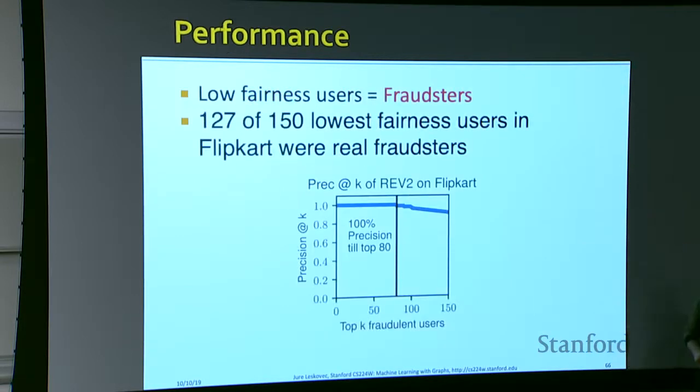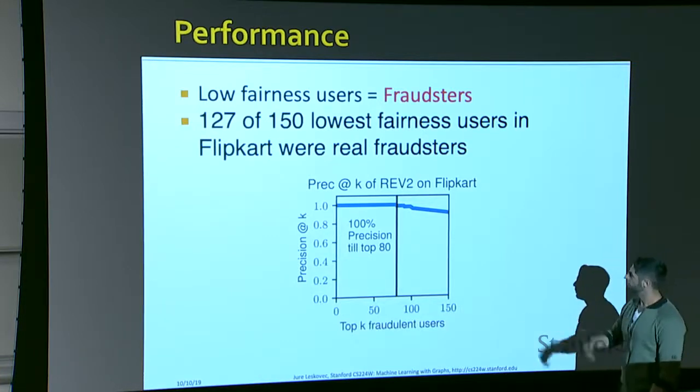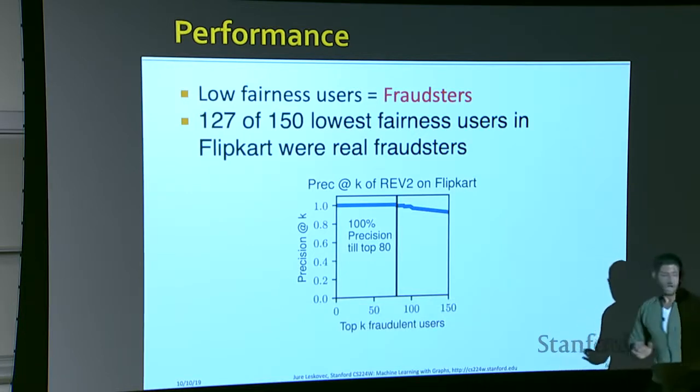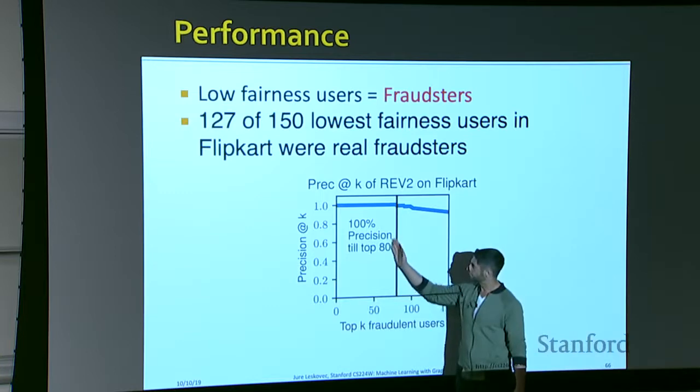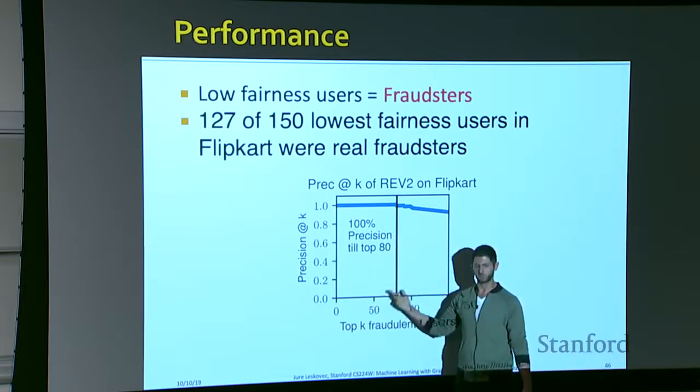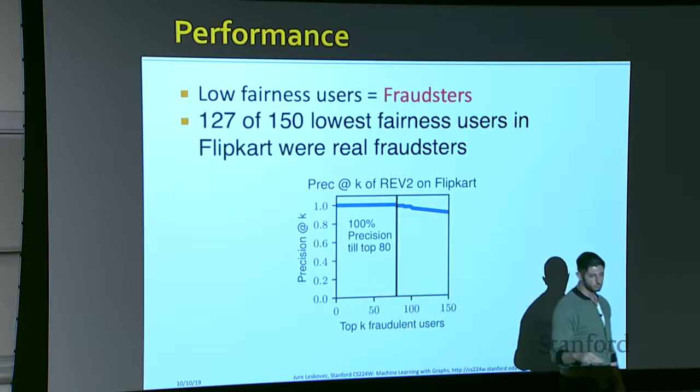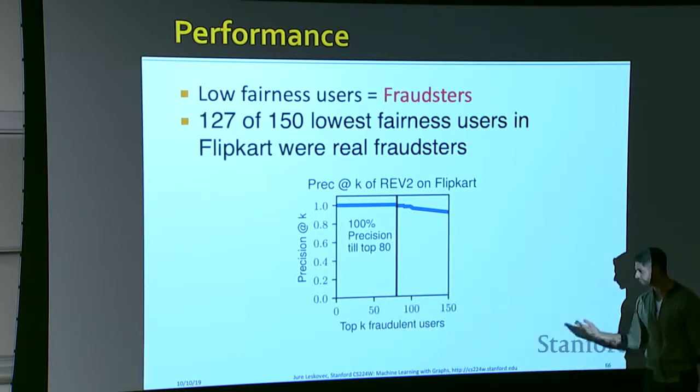So for this reason, we tried it on Flipkart, which is, if I recall correctly, one of the largest e-commerce platforms in India. Correct me if I'm wrong. And what this algorithm was able to do is that out of the under 50 users that had the lowest fairness scores, under 27 of them were actually real fraudsters. Okay, so like the platform knew already that they were fraudsters. And even better, the algorithm achieved 100% precision till the top 80. So the first 80 fraudsters that it identified were all actual fraudsters on the platform, okay? So it was tested in the real world with a lot of success.